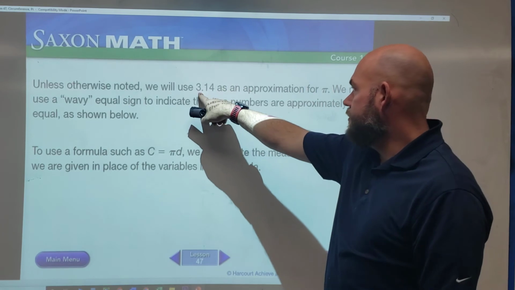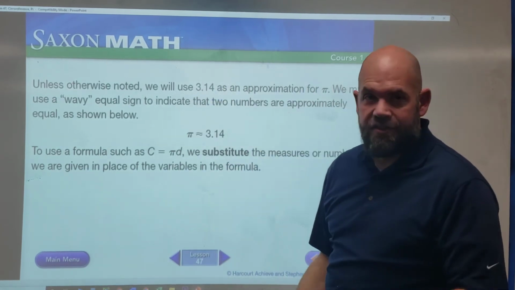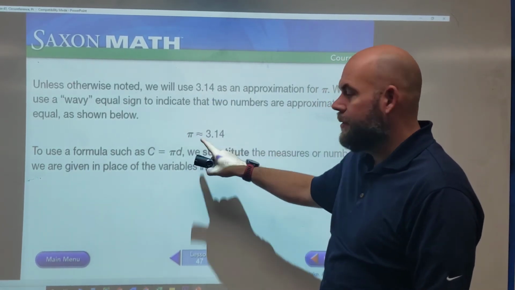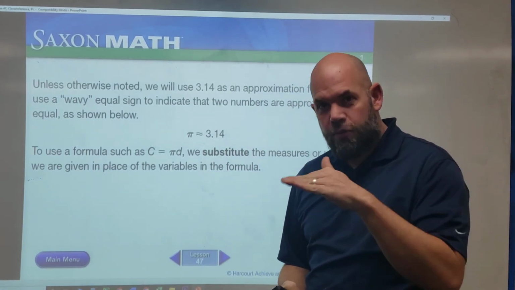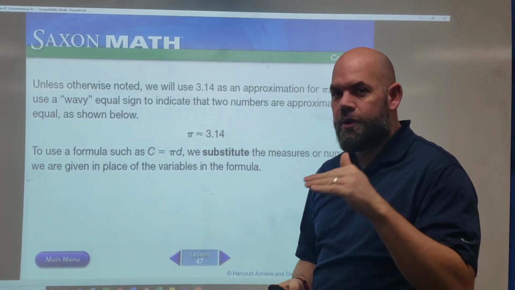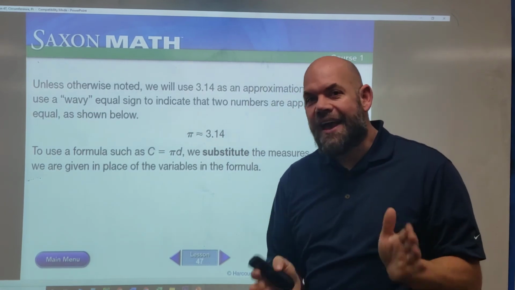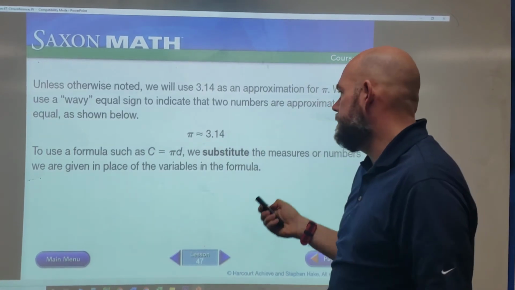So, and as noted, we'll use 3.14 as approximately. You do approximately by a wavy kind of equal sign instead of those straight lines. You're just doing it a little bit wavy. That means not exactly the same, but pretty close to the same.